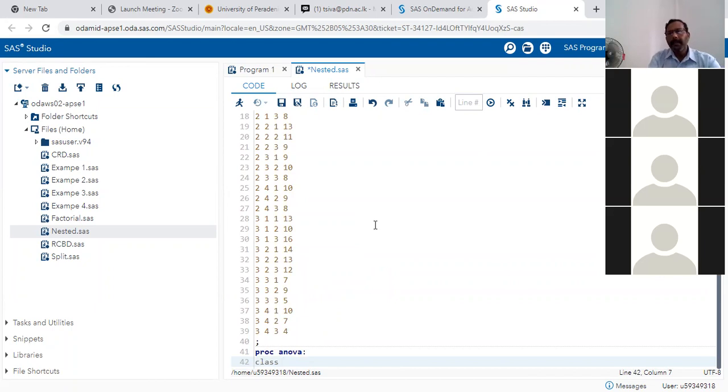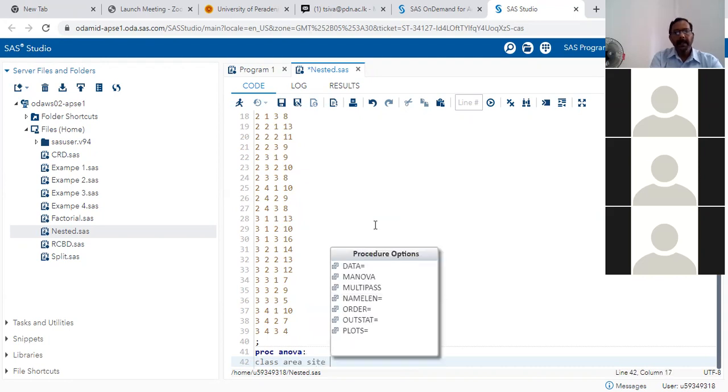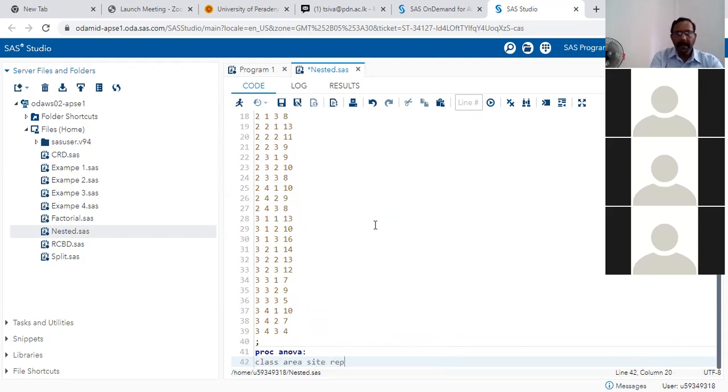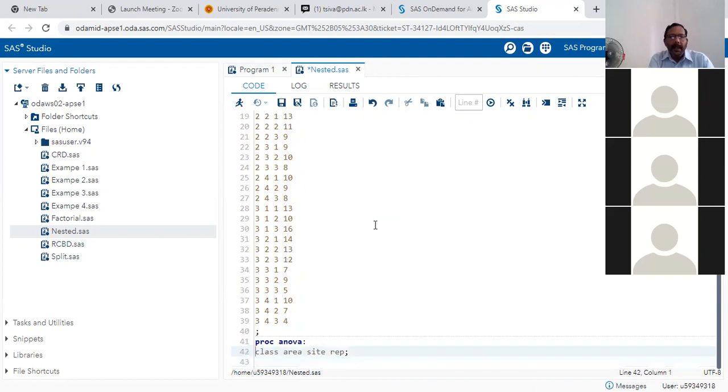Classified variable. Size, before site, area, area, size, site, and replicate. Okay, good. Right. Now, something is wrong, otherwise it will show colors.